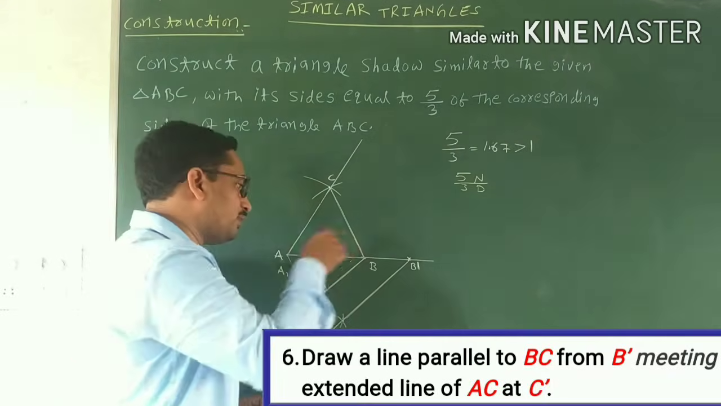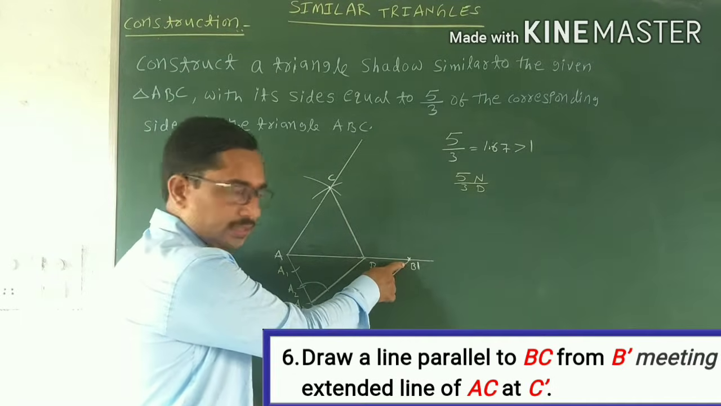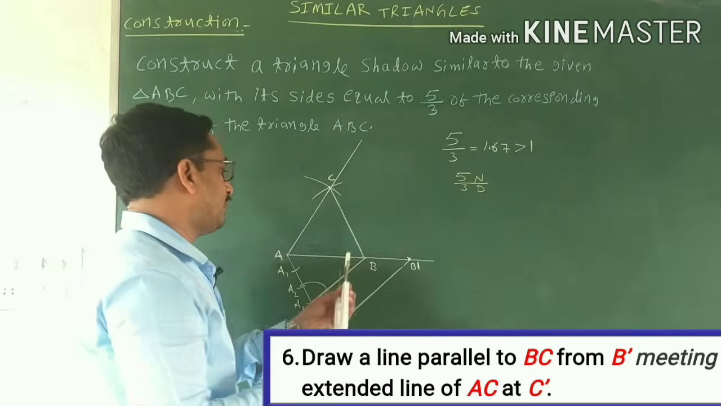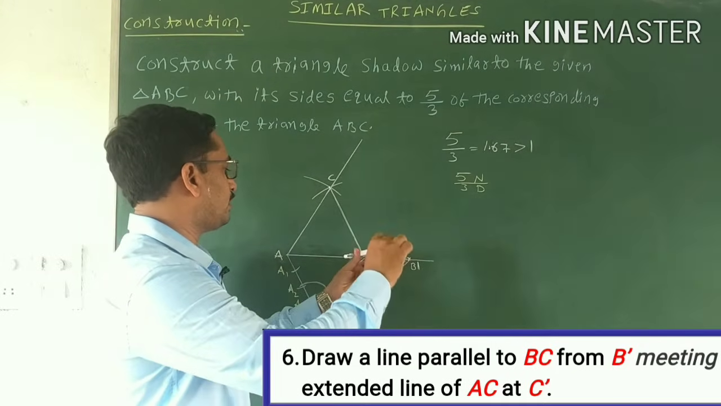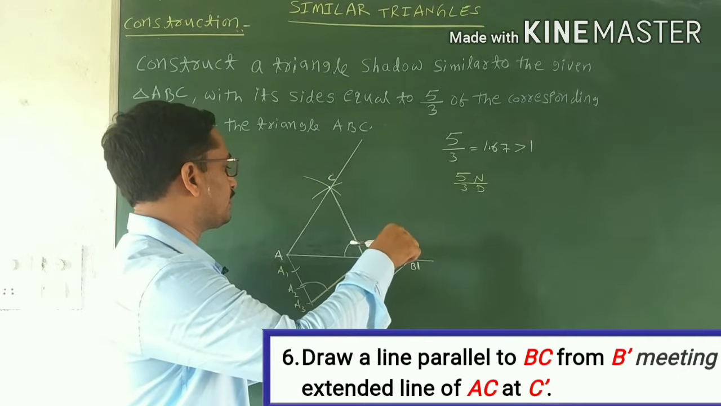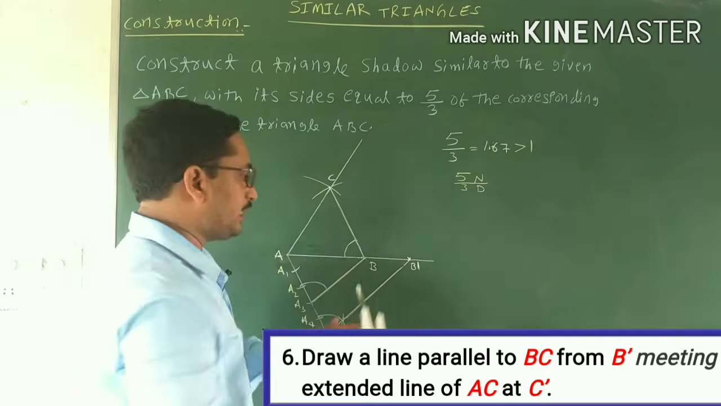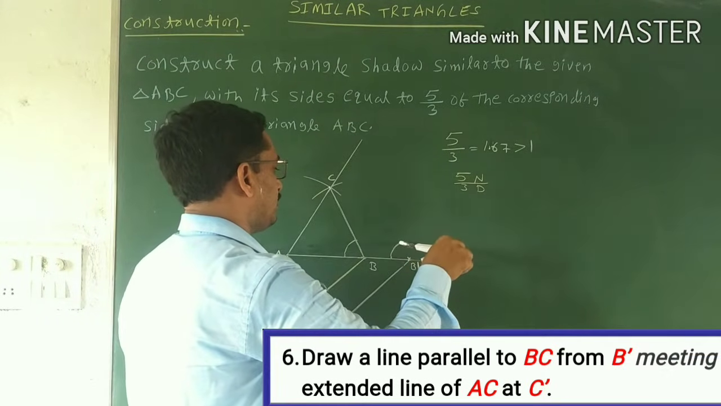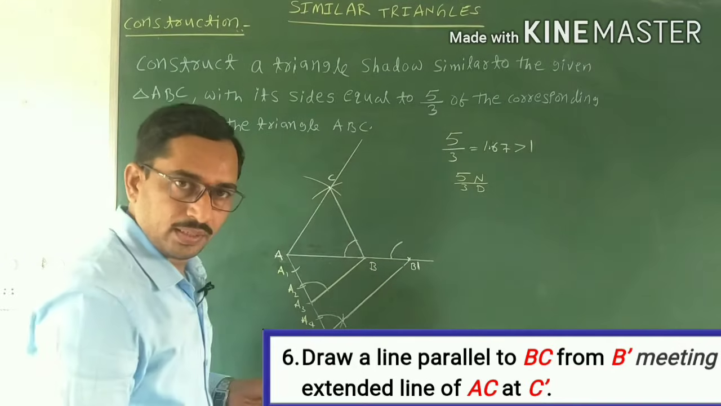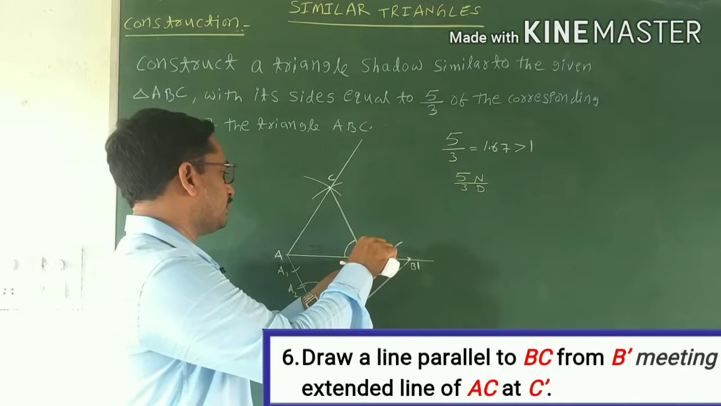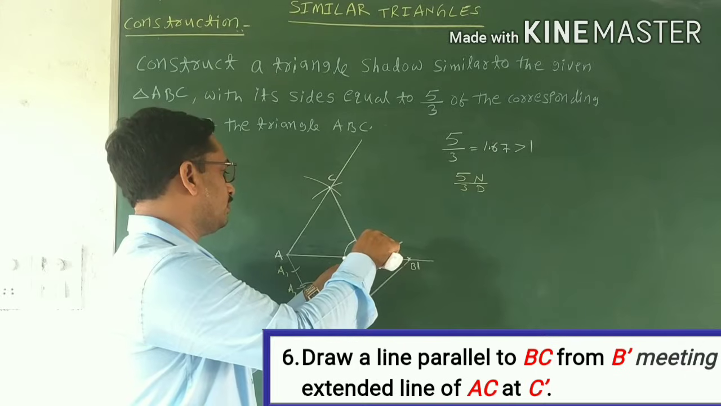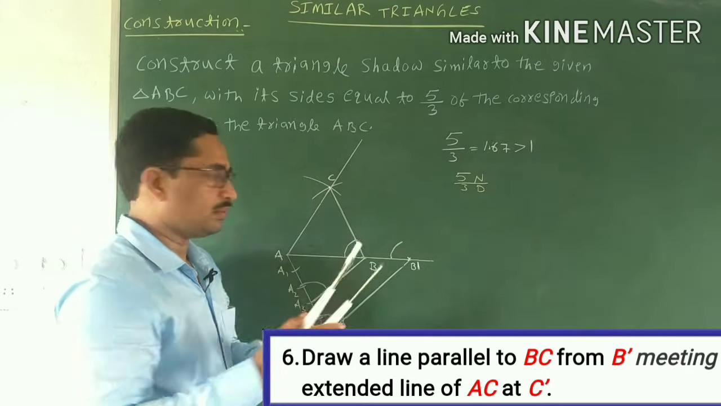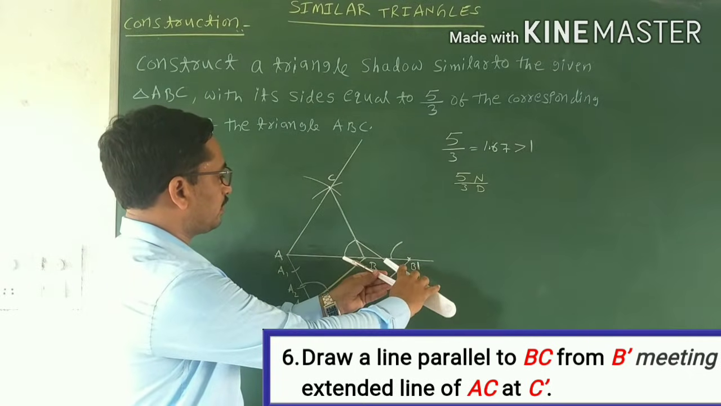Next, again we have to draw a line from B dash which is parallel to BC. Now apply the same method: taking B as the center, draw an arc. Here also there is no need to measure the length of the arc, and from the center B also draw an arc of the same measurement as at B here. Next, take the length of the arc which is drawn from B. So this is the length of the arc.